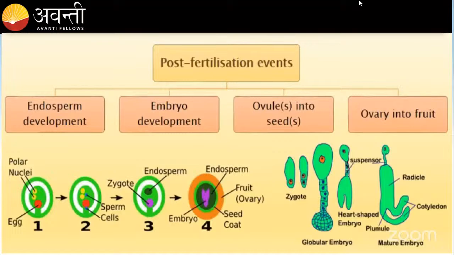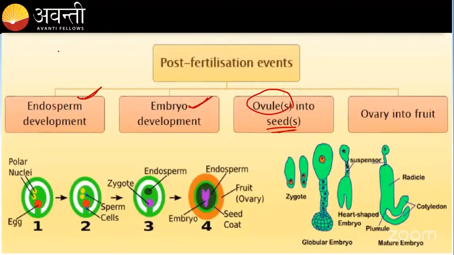Okay. After the fertilization, the endosperm is going to be developed. Okay, the endosperm development is going to happen. Kindly make a note of this. Endosperm is going to be developed, and the zygote is going to be developed into the embryo. Okay, and the ovule is there, right? Inside the ovule, the embryo is there. Now, the ovule is going to be converted into the seed.